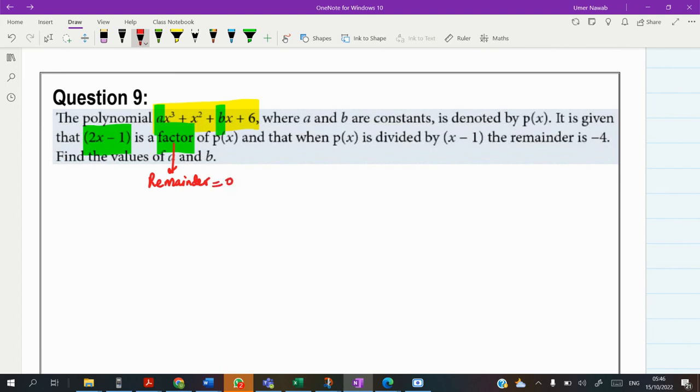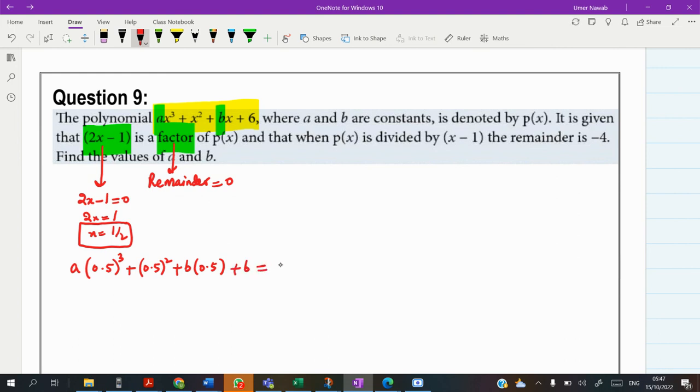This is my factor theorem. So let's apply this condition. First, get your critical value by putting this divisor equal to 0. So 2x is equal to 1 and x is equal to 1 over 2. I'm going to place it there. a times 0.5 raised to 3 plus 0.5 squared plus b times 0.5 plus 6 is equal to 0.